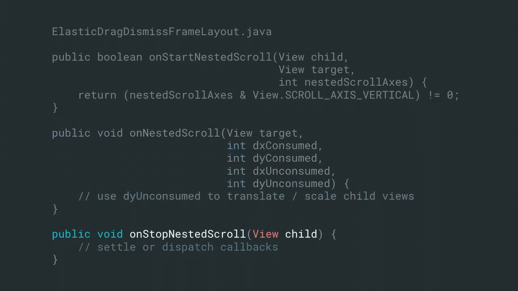And then finally, when the user lets go, I can work out, did they scroll past a certain threshold? If so, I'm going to finish the activity and run an animation to collapse it. Otherwise, I'll settle it back into its natural position.